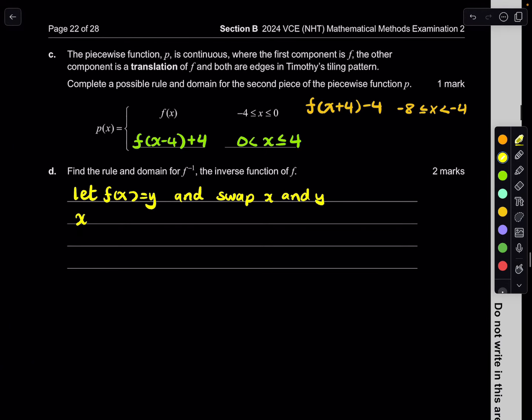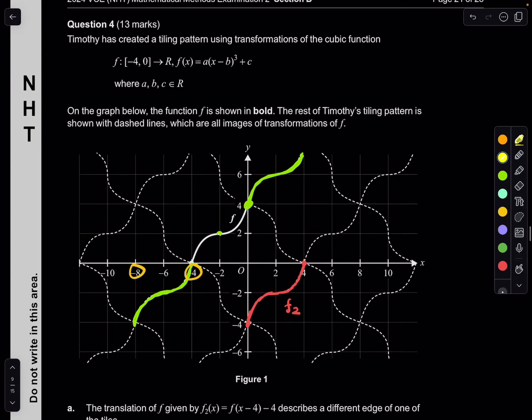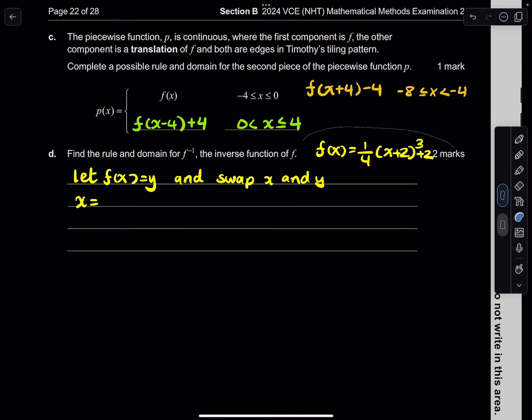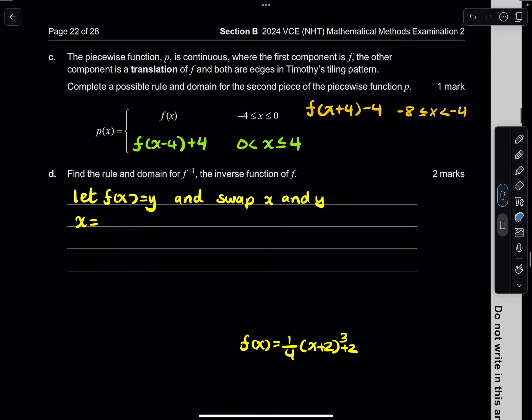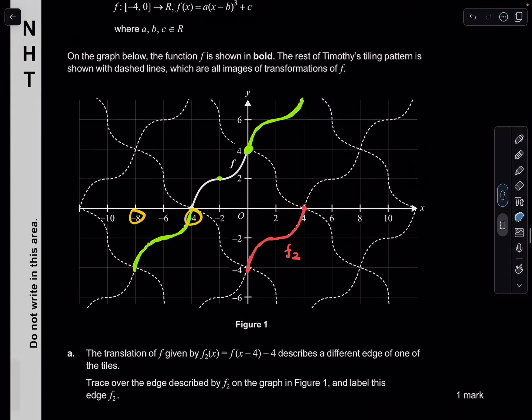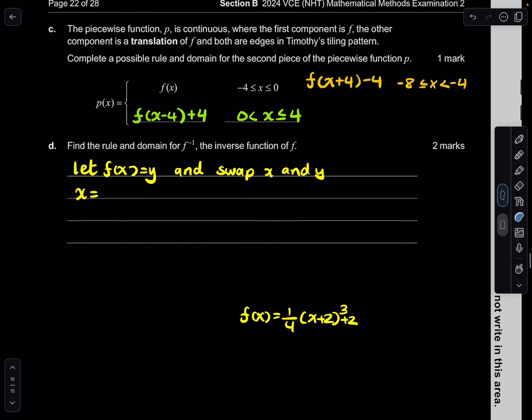So basically it's going to be x equals, so swapping. Let me write f of x, the function. So f of x is what? 1/4 of x plus 2 cubed, plus 2. I think that's the equation. Let me just double check that. So translated, yep, x plus 2, and plus 2. Beautiful, that is that equation. So you swap, this becomes your x, and this becomes your y. Done.